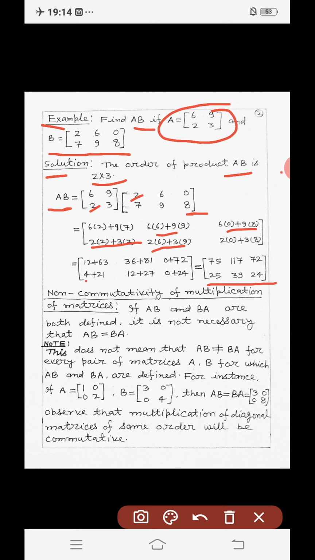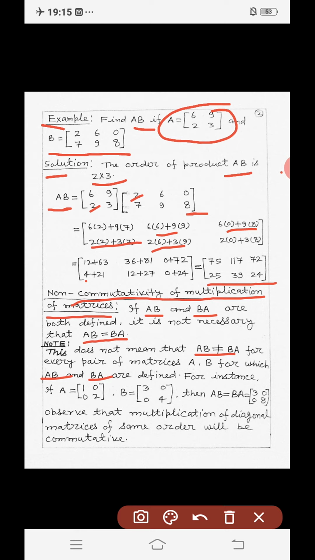Now we discuss non-commutativity of multiplication of matrices. If AB and BA are both defined, it is not necessary that AB is equal to BA. Dear students, here we note that this does not mean that AB is not equal to BA for every pair of matrices A, B for which product AB and product BA are defined.